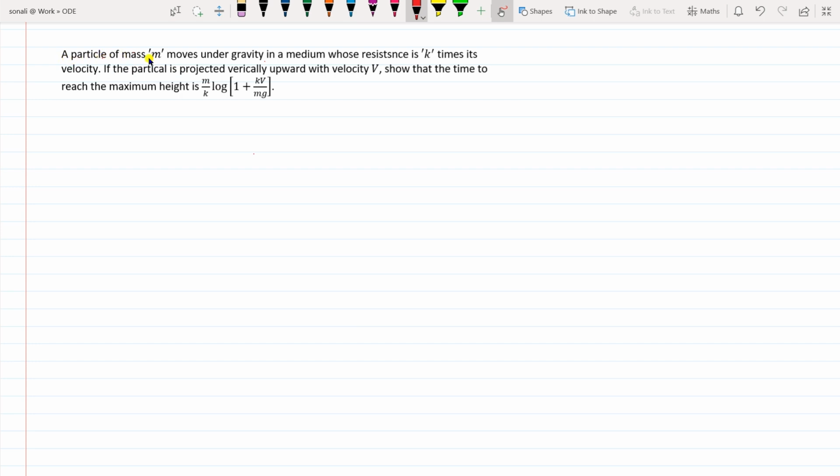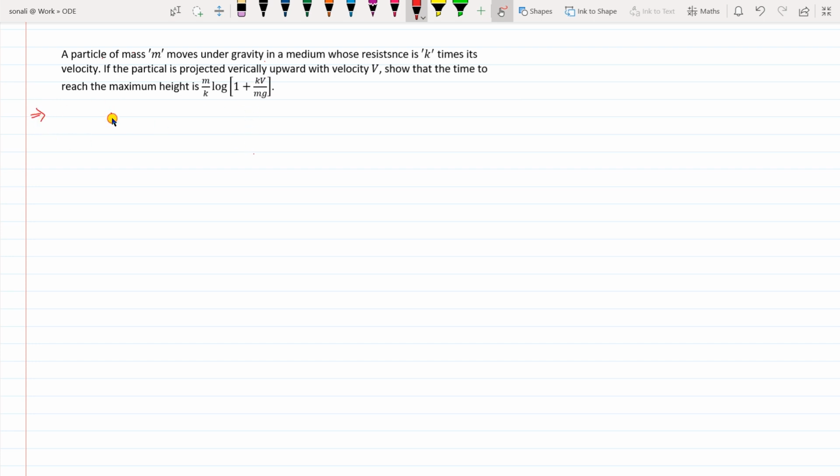A particle of mass m moves under gravity in a medium whose resistance is k times its velocity. If the particle is projected vertically upward with velocity v, then show that the time to reach the maximum height is m/k log(1 + kv/mg). So we have to show t is equal to this. Okay, so first of all, let's write the given part.